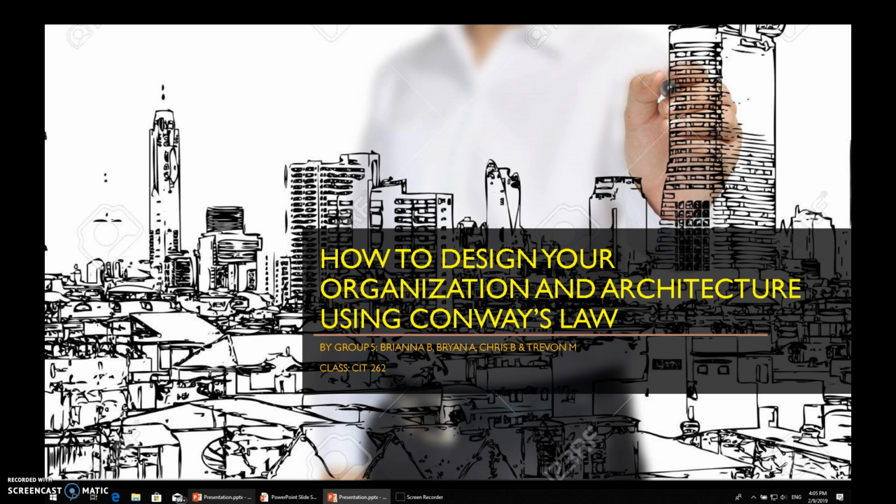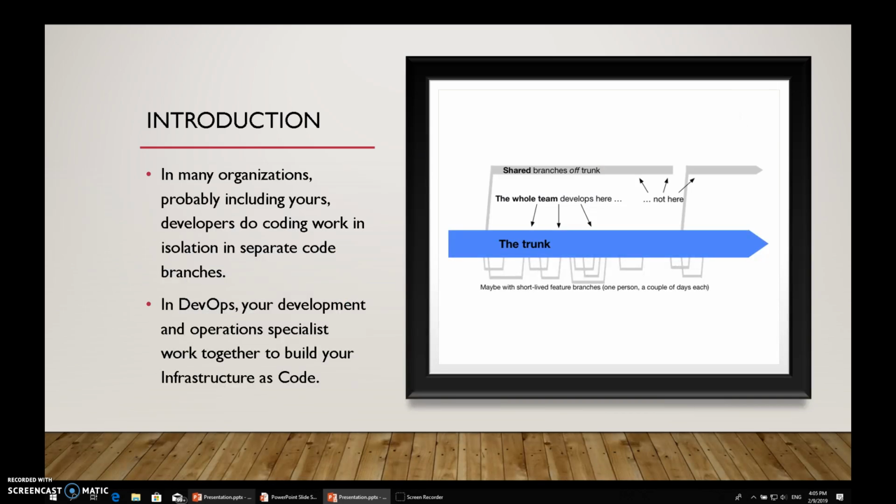The topic for this presentation is how to design your organization and architecture using Conway's law. In many organizations today, there exist teams of developers who work on different projects for the same organization. So often these teams are isolated and located in different branches. I work for such an organization and have seen the effect of Conway's law come to fruition.